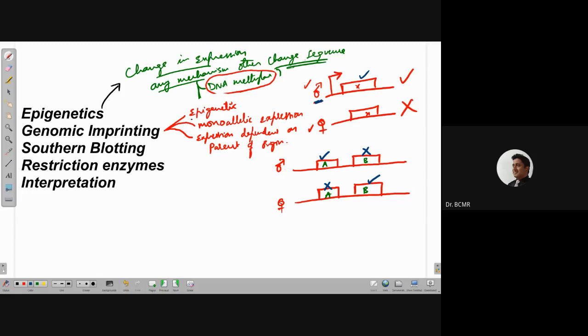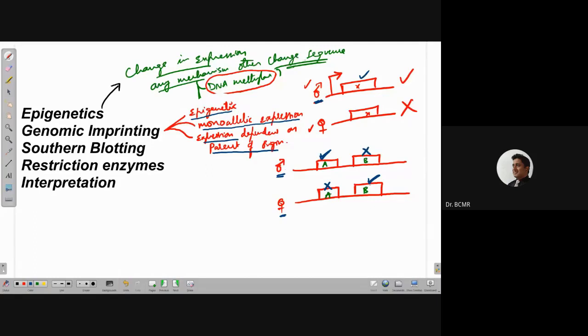I hope you understood these three parts of the definition of genomic imprinting. It is an epigenetic way of controlling gene regulation. It is monoallelic expression, meaning only one allele is expressed, and the expression is dependent on the parent of origin. Some genes are expressed only from the paternal allele, like A in this case. Some genes are expressed only from the maternal allele, like B here. Just remember that much. We'll get to it in a while.